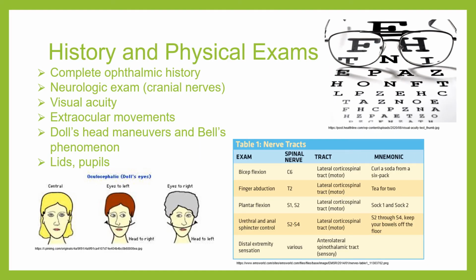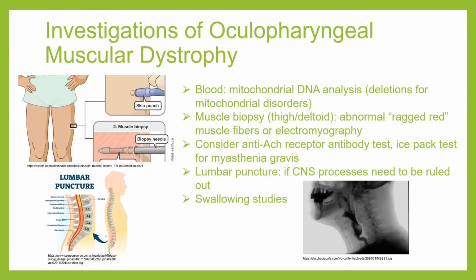So do a complete and thorough ophthalmic history from the patient and conduct a neurologic exam paying attention to the cranial nerves. Measure the visual acuity and look into the extraocular movements, which also tests for cranial nerves 3, 4, and 6. Pay attention to the lids and pupils, as well as the cornea.